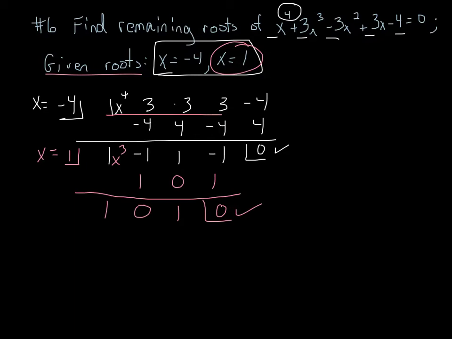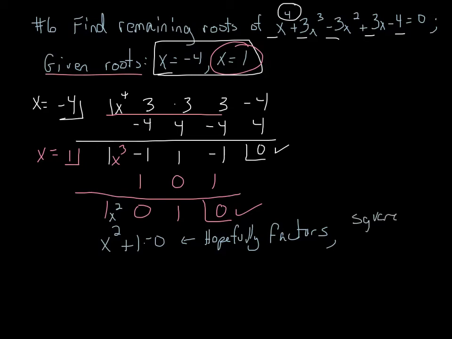Now we have a quadratic polynomial, and this says x squared plus 0x plus 1 equals 0. And here's the deal. Hopefully, this guy, once you get down to a quadratic, will factor. If it doesn't factor, then you can either take square roots, which is what we're going to do, or use your good old faithful friend, the quadratic formula.